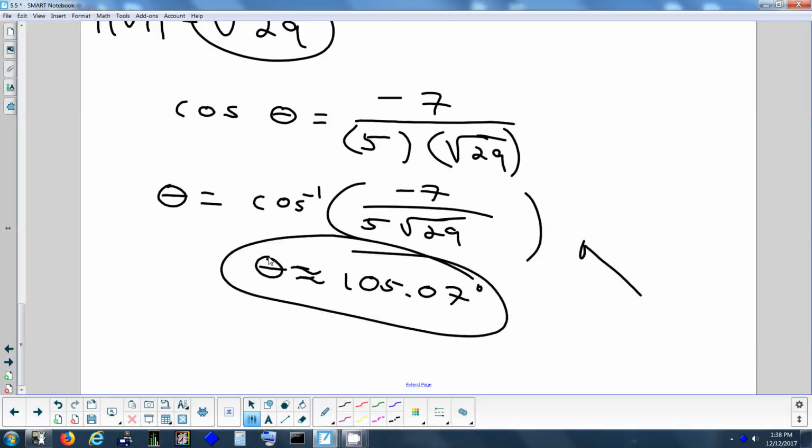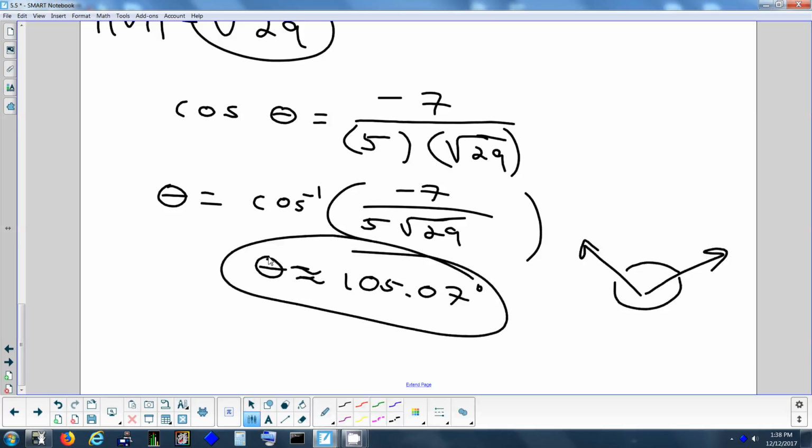Now, technically, if you draw two vectors, there are two angles. There's the one inside, and there's the one outside. We're always finding the one inside, the shorter one, the one that's less than 180. Any questions on how we got the angle? Now, that's nothing special. 105.07 is just a random number.